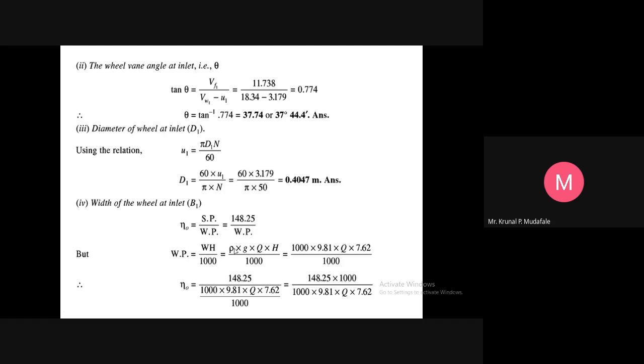So that W is nothing but the weight, that is rho g Q, right? So rho g Q is nothing but the W. So here rho is the density, g is 9.81, into Q. Q is the discharge, right? So the discharge, as we are going to find out here, is the unknown part. Okay, discharge हमें पता करना है, right?